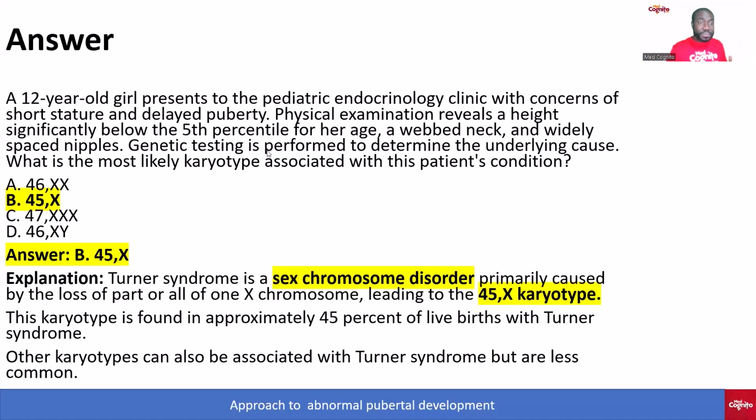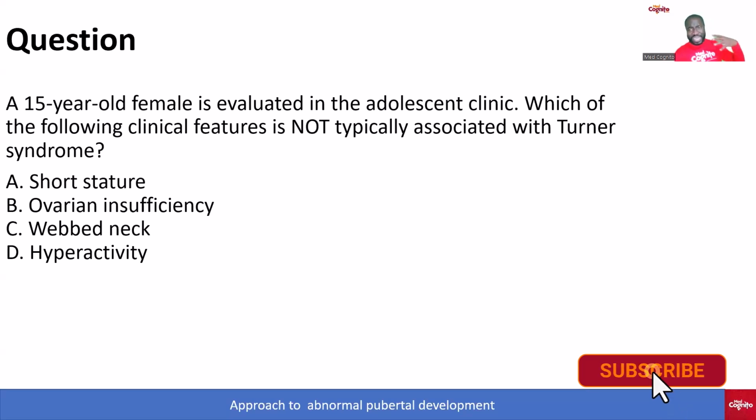So that's why it says, what is the most likely karyotype? So the question is asking which of the karyotypes of Turner syndrome is the commonest? That's the essence of this question. So what I usually do is that at times I let the questions lead. Then after that, we use the points from the questions to learn.